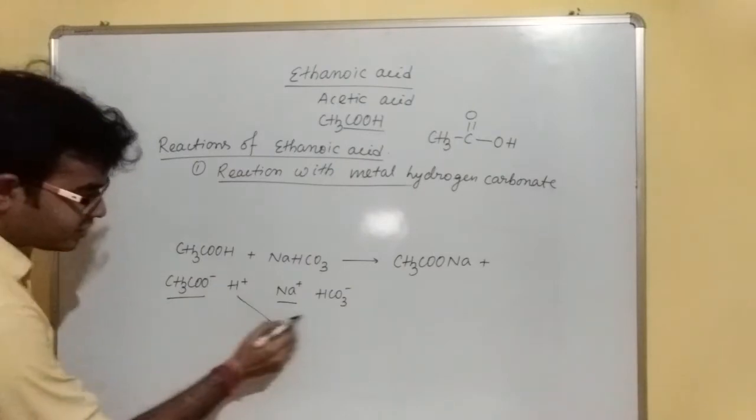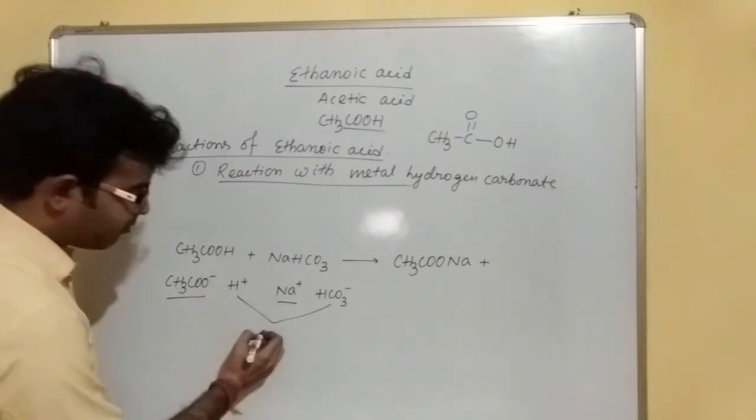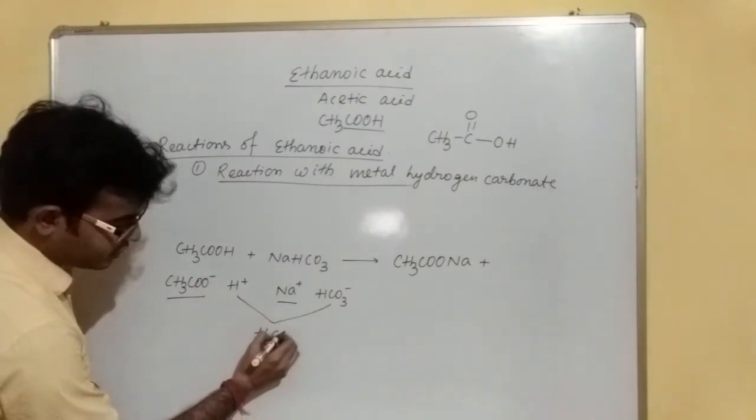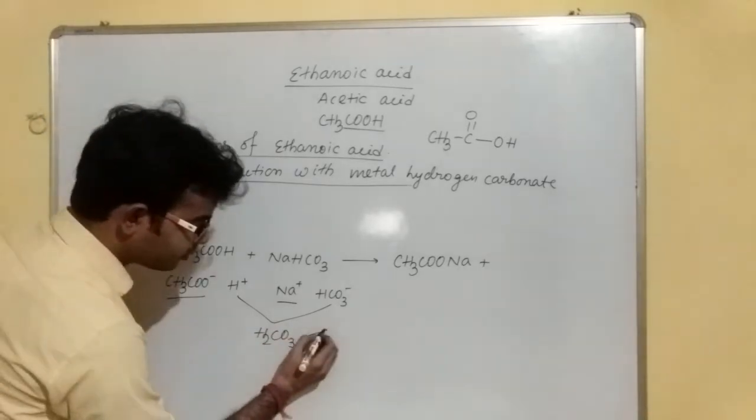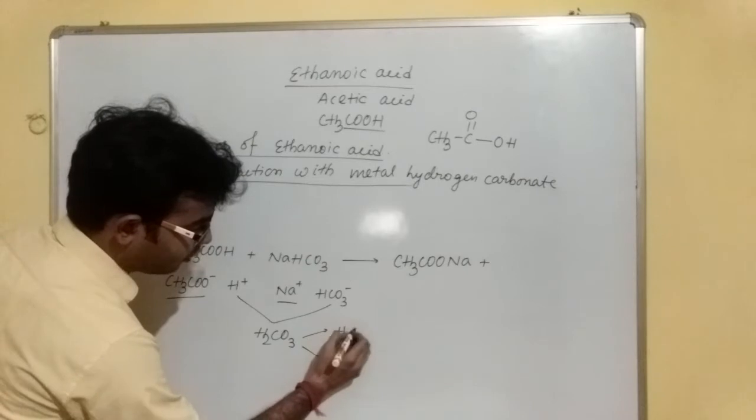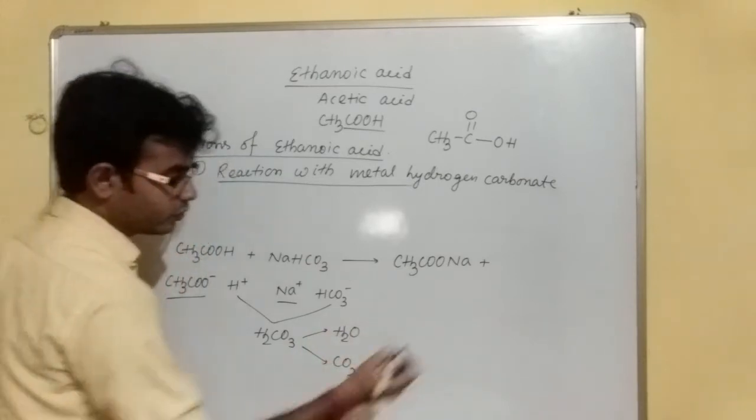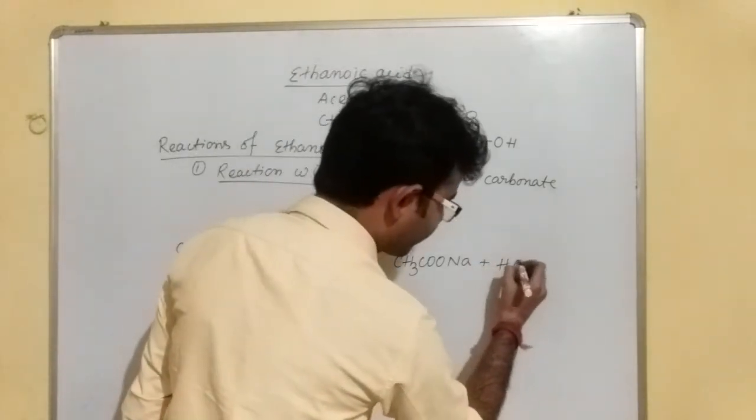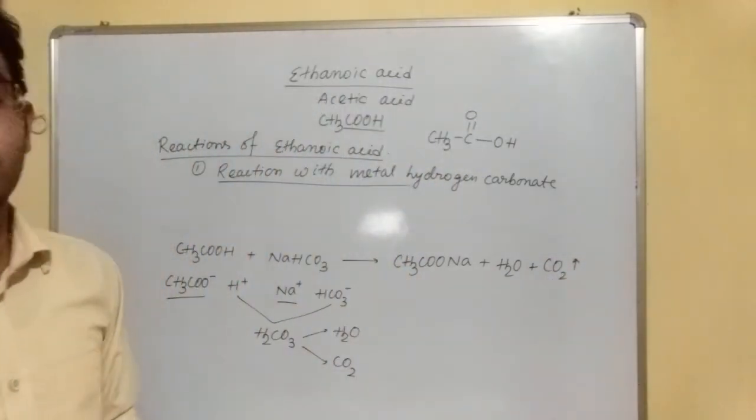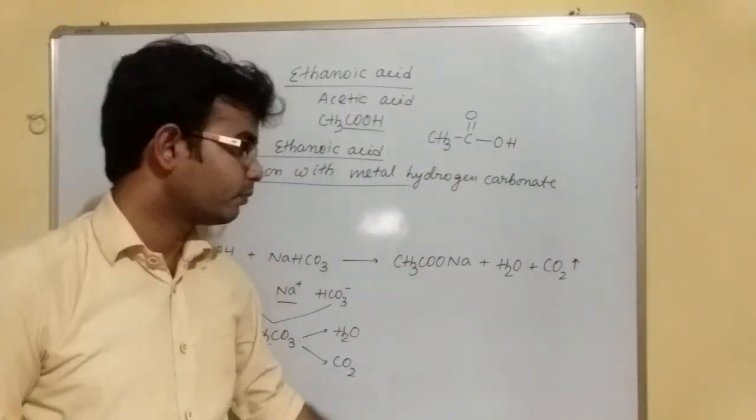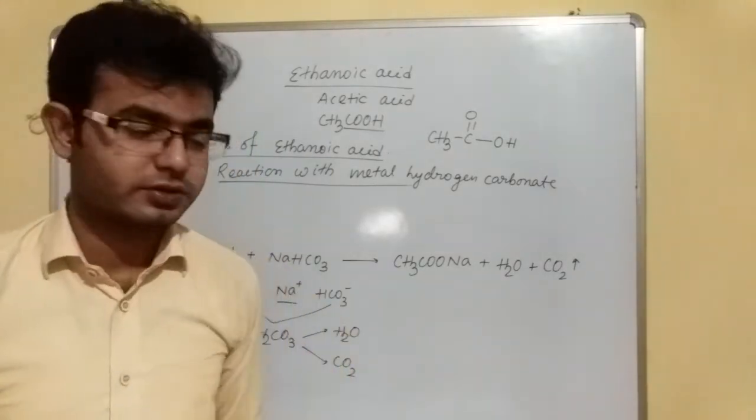Now the next one, H plus and HCO3 minus, they will combine to form H2CO3. It is very well known that H2CO3 will decompose to form H2O and CO2. So the products will be CH3COONa, that is sodium acetate, plus water plus carbon dioxide. So these are the products.